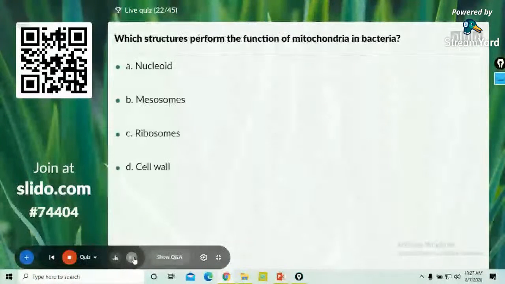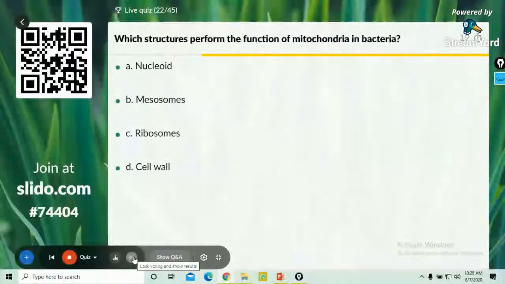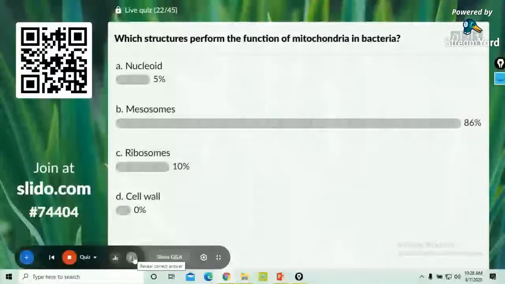22nd question. Which structure performs the function of mitochondria in bacteria? Nucleoid, mesosome, ribosome, cell wall. Function of mitochondria in a bacteria. So, especially in prokaryotic organisms, there are no membrane-bound organelles. The only cell organelle that is present is the ribosome. Yes, absolutely correct. Mesosomes are the projection of plasma membrane.